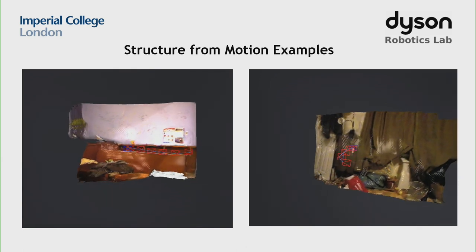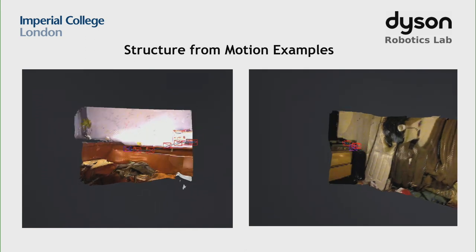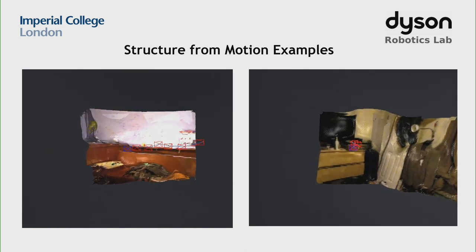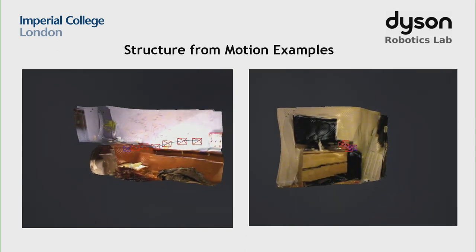So this structure is estimated fully from monocular images. There are no Kinect sensors or RGBD sensors anywhere.